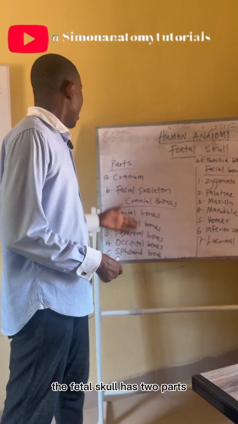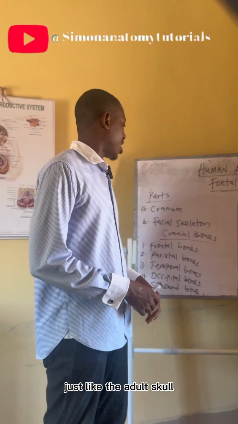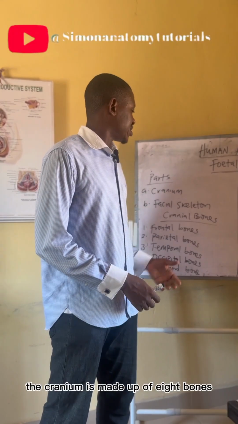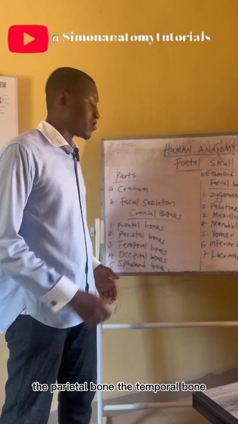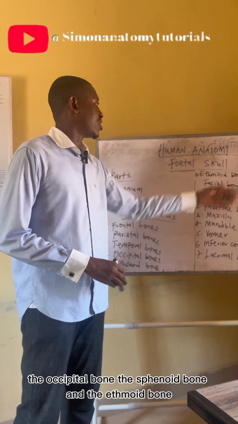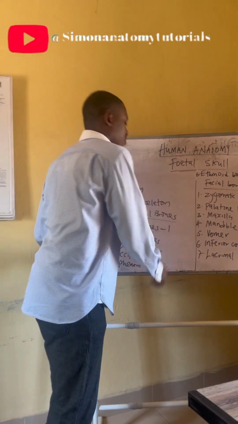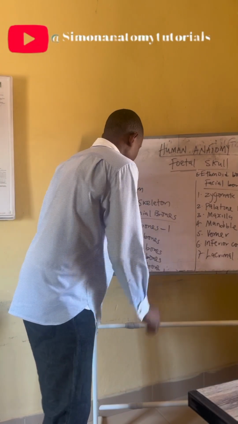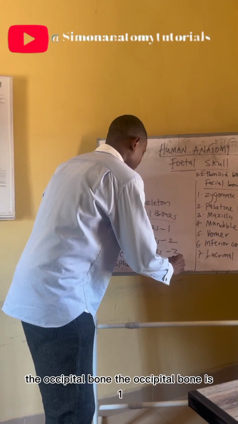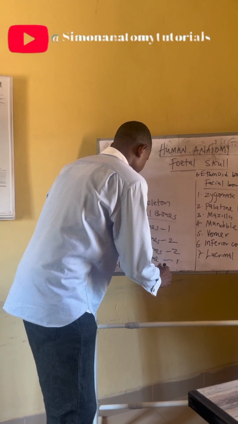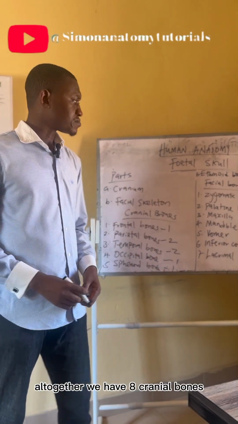The fetal skull has two parts, the cranium and the facial skeleton, just like the adult skull. The cranium is made up of 8 bones. These bones are the frontal bone, the parietal bone, the temporal bone, the occipital bone, the sphenoid bone, and the ethmoid bone. The frontal bone is 1, the parietal bones are 2, the temporal bones are 2, the occipital bone is 1, the sphenoid bone is 1, and the ethmoid bone is 1. Altogether, we have 8 cranial bones.